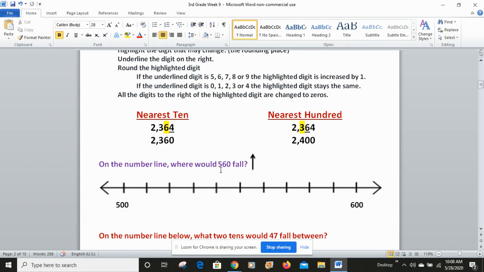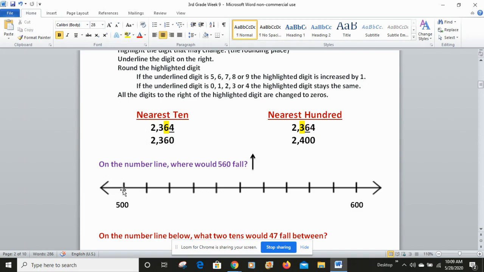So you think 560. I'm not asking you to round this one. Just where would you place that number on a number line? And so when you look at 560, I know that this number is larger than 500, but it's less than 600. So my starting and my stopping number on this number line are 500 and 600. And so now I just have to know, well, where would 560 fall?